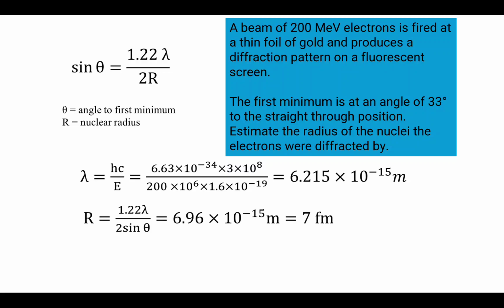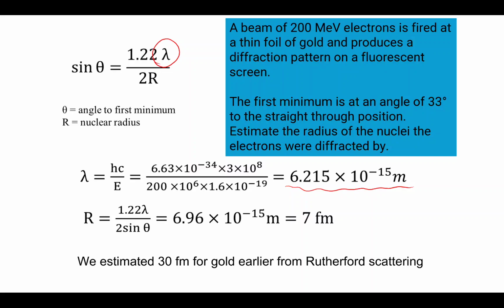Then we can calculate the nuclear radius, so we've rearranged that equation. So we take the r up, take the sine theta down. So 1.22 multiplied by the wavelength. Now the wavelength is the wavelength of the electrons. So that wavelength is the wavelength of the incoming electrons. And you see that gives us approximately 7 femtometers, which is very different to the 30 femtometers estimated from Rutherford scattering.